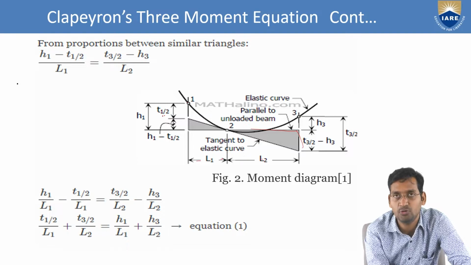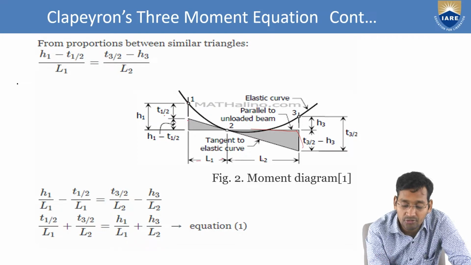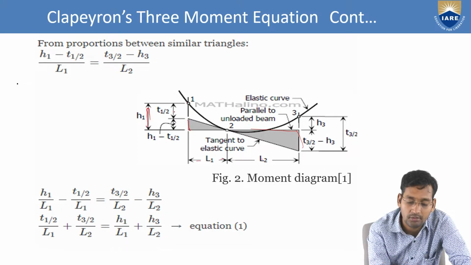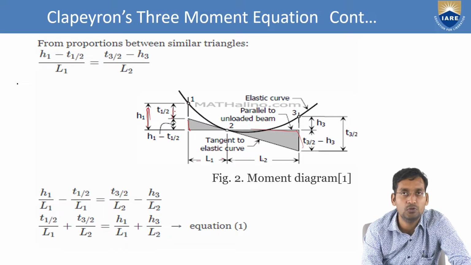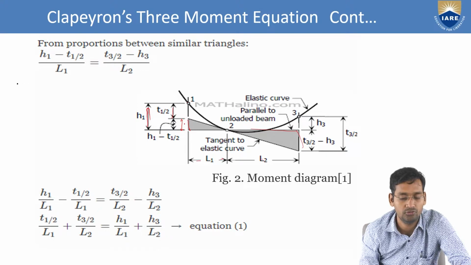T1 to 2, T1 by 2 is not then. This is 1 to 2. Whatever the gap is, the thickness of 1 to 2 is this one, right? So what about this will be there? This is H1 and this is T1 to 2. So this will be what? This part is H1 minus T1 to 2.